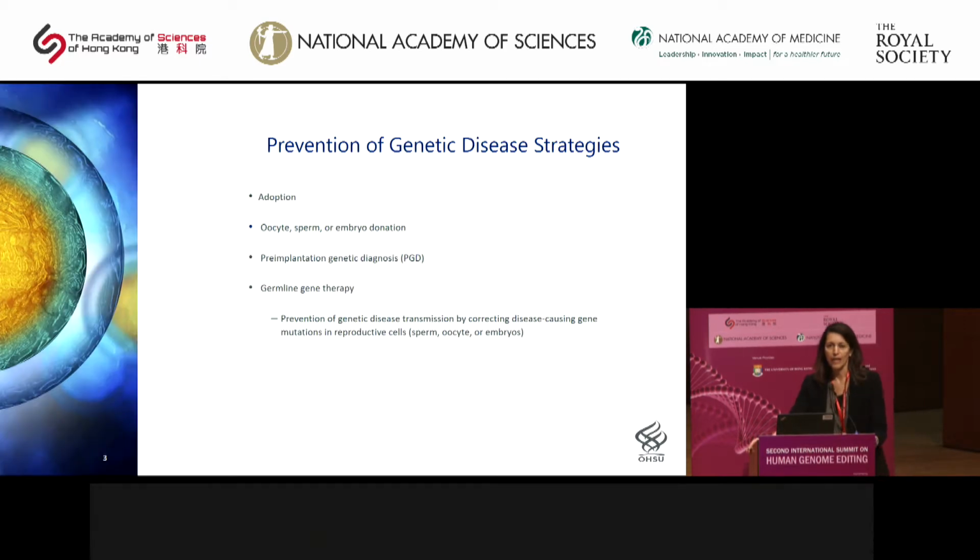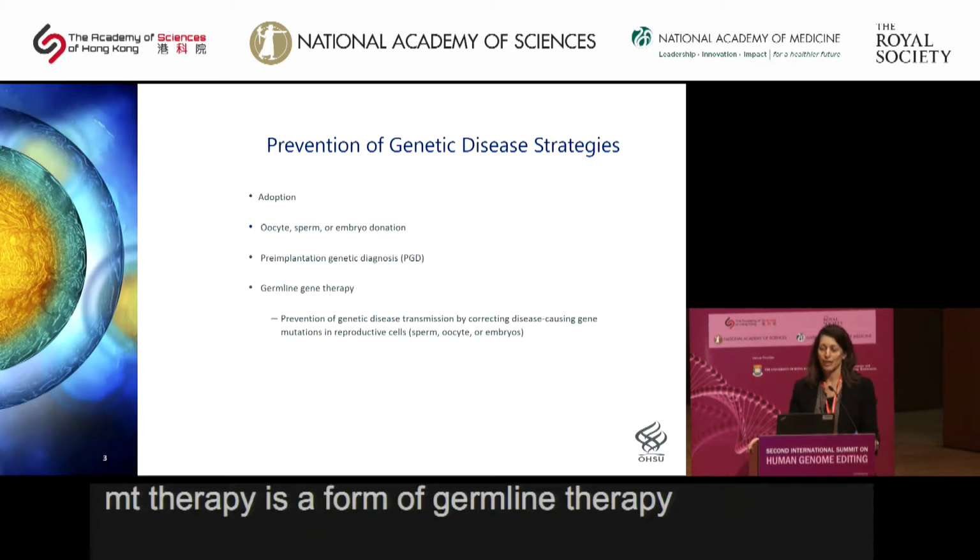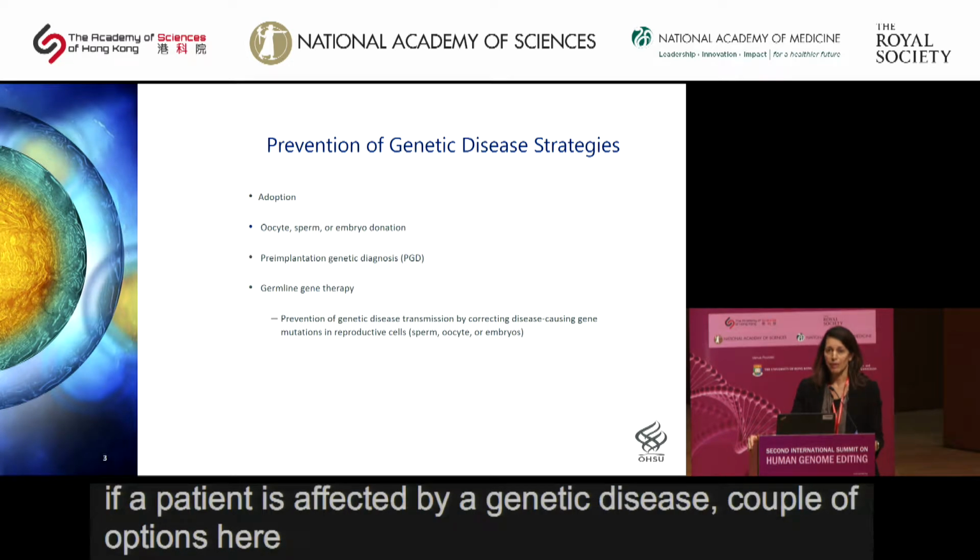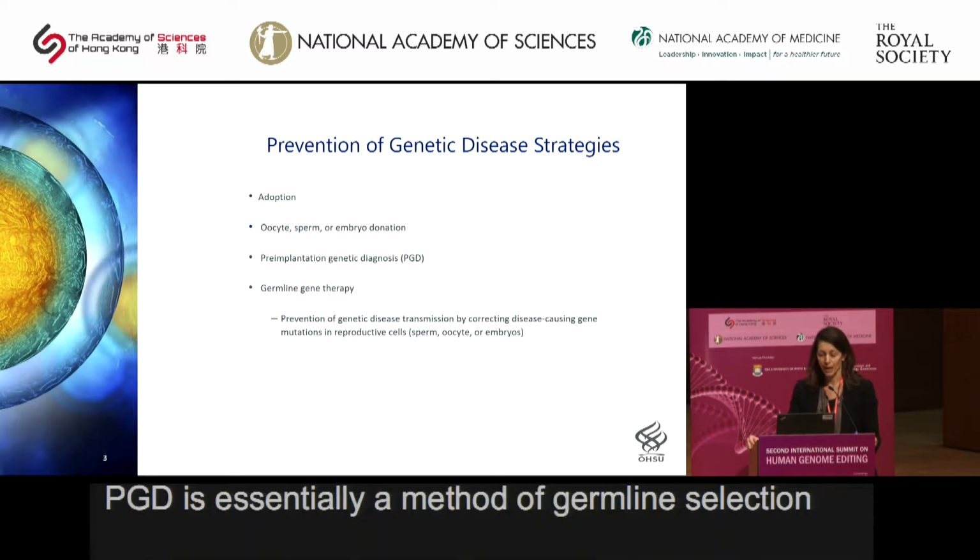So currently, if a patient or couple is afflicted by a genetic disease, they have a few available strategies to try and prevent transmission of that disease to their children. They could certainly pursue adoption, or gamete donation or embryo donation, or they can undergo in vitro fertilization with PGD, which essentially is a method of embryo selection, but perhaps in future they could avail themselves as well of germline gene therapy. And this, of course, involves correcting the disease-causing gene mutation in the reproductive cells themselves, either the sperm, the egg, or the embryo.